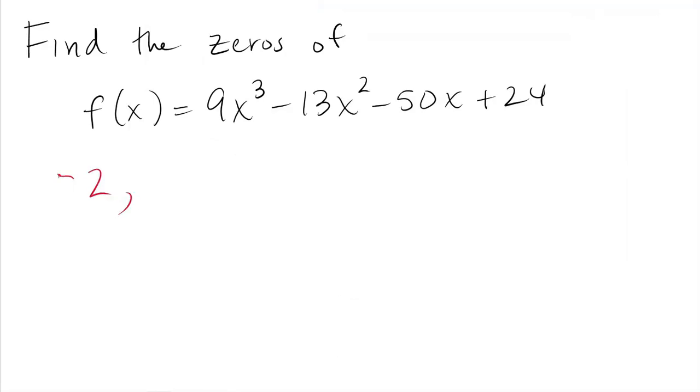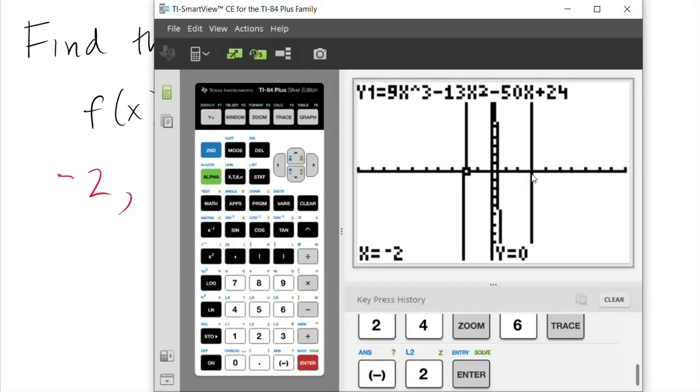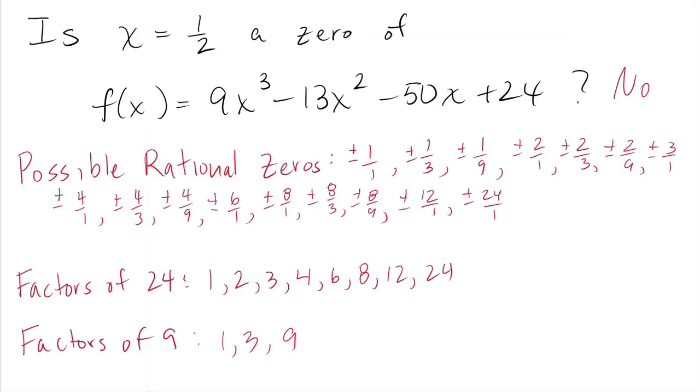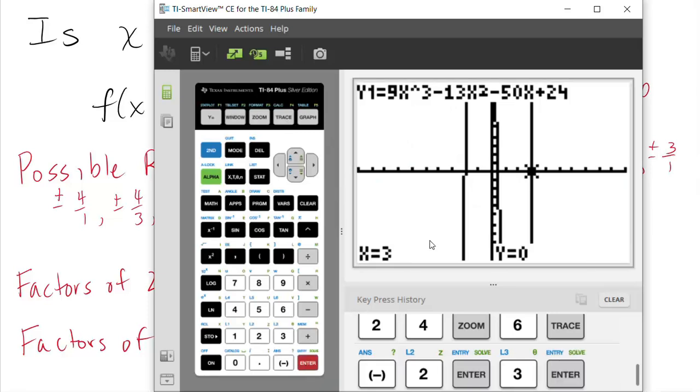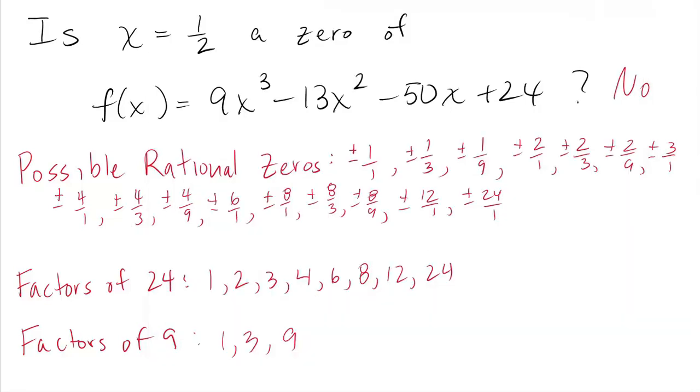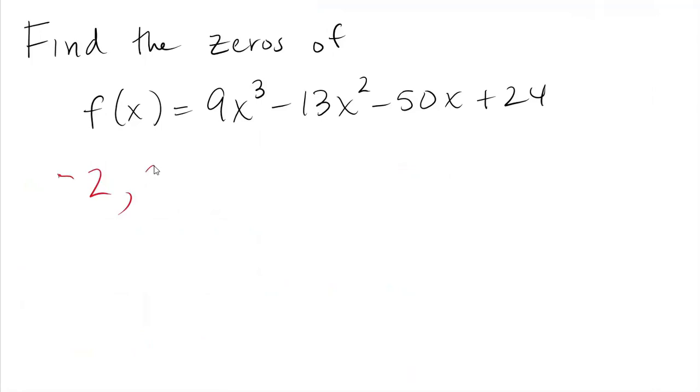There's another one that looks pretty easy to see, and it's over here. It's at 3. Is 3 in our list of possible rational zeros? If it's not one of the possible ones, I'm not even going to bother guessing it. But yeah, 3 is in our list. Positive 3 divided by 1 is right here. So that's a reasonable guess. We've already hit trace once, so I don't need to hit it again. I can just type 3 and hit enter. And yeah, that's a 0 as well. Okay, sweet. We've got 2 of them.